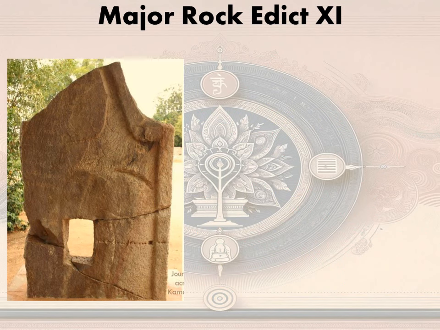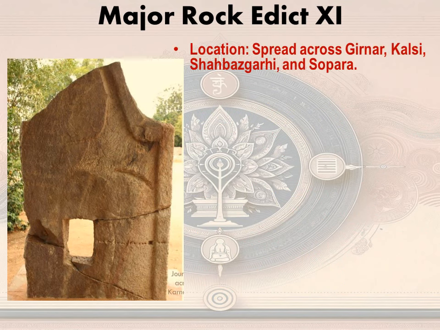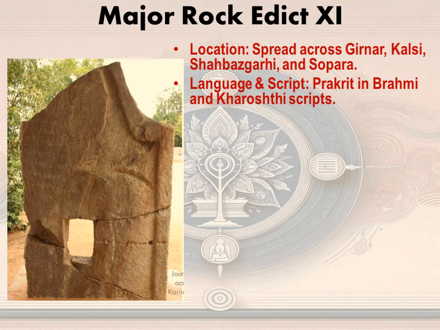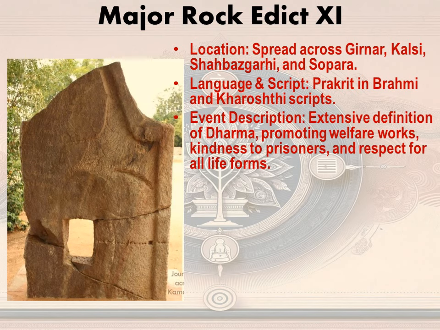In Major Rock Edict number 11, it is again spread across Girnar, Kalsi, Shahbazgarhi, and Sopara. Again, it is written in Brahmi in some places and Kharoshthi in some other places, mainly the northwestern part, and the language is Prakrit. An extensive definition of dharma is provided in Rock Edict number 11, promoting welfare works, kindness to prisoners, and respect for all life forms. So, one of the most significant contributions of Emperor Ashok in the whole of Indian history can be read from Rock Edict number 11, and that is the extensive definition of dharma.